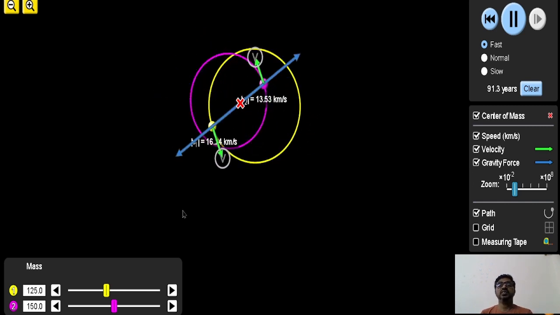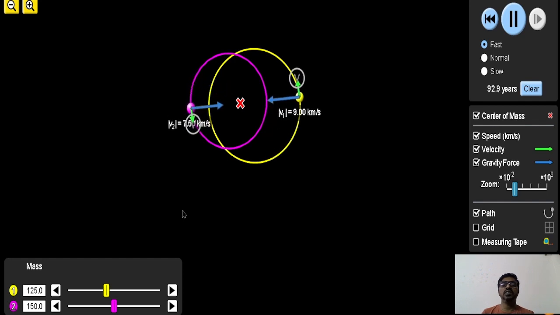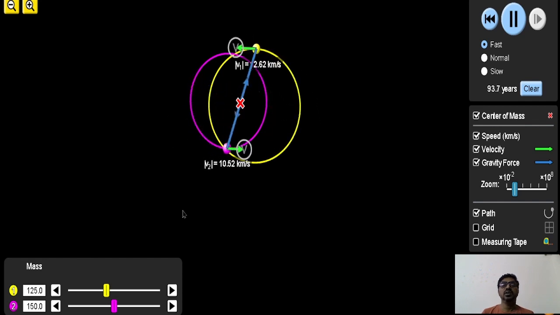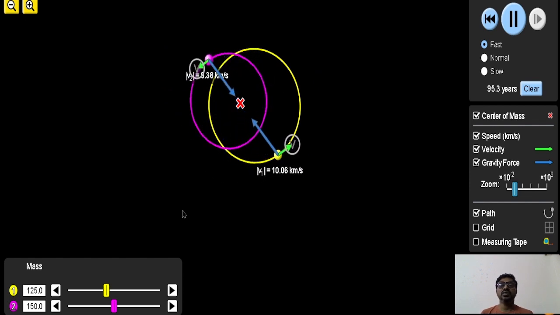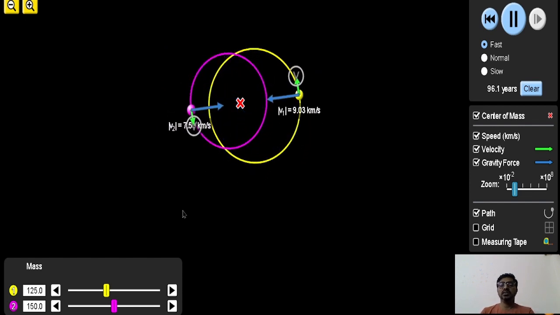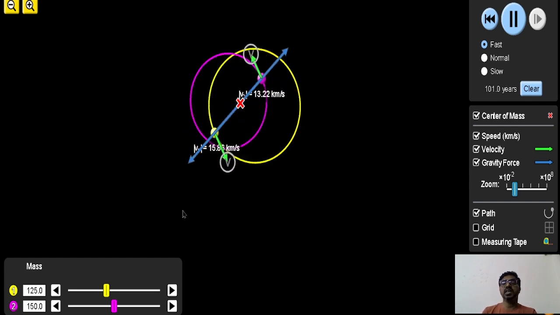Anyway, in this particular video I just wanted to show you how gravitational force can qualitatively be visualized and how the velocities would be affected because of the gravitational force. So with that I'll close here. I hope you understood the qualitative analysis of the gravitational force in this case.